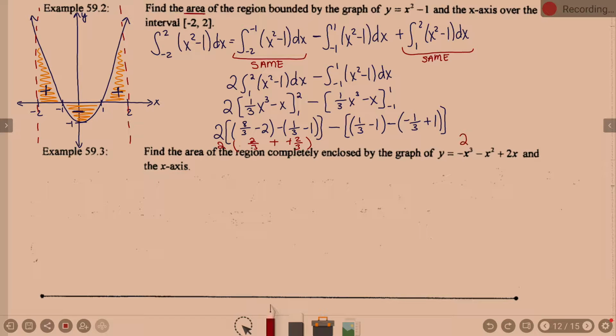Or maybe I'll just write it like this. 2 times 4/3. Okay. Minus 1/3 minus 1 is going to be 1/3 minus 3/3, -2/3. And then negative 1/3 plus 3/3 is going to be 2/3. So negative 2/3 minus 2/3 is negative 4/3. But officially it's minus negative 4/3.